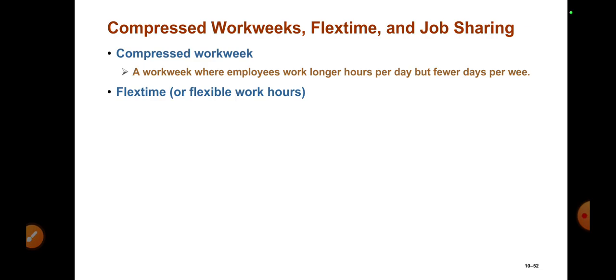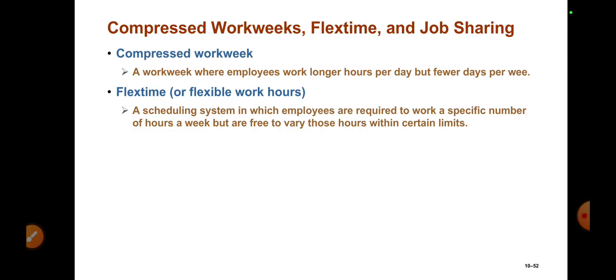Flex time or flexible work hours is a scheduling system in which employees are required to work a specific number of hours a week but are free to vary those hours within certain limits. These people work 3 to 4 hours on a particular day, and there is flexibility. They can work in the morning, at noon, in the evening, or even at night also. That is called flex time.